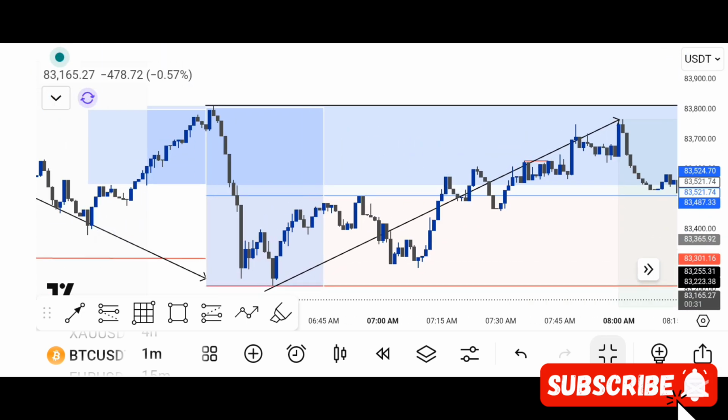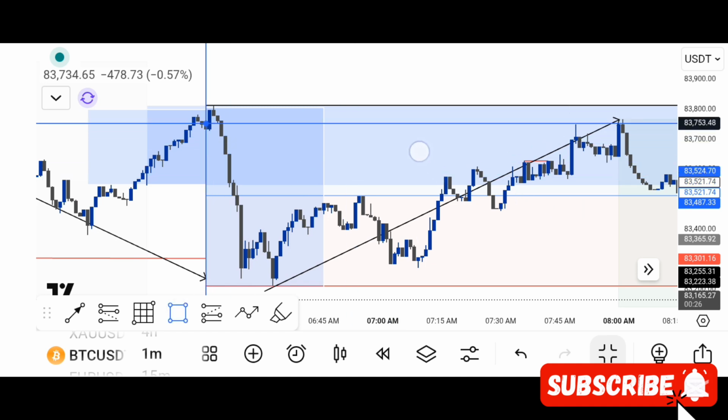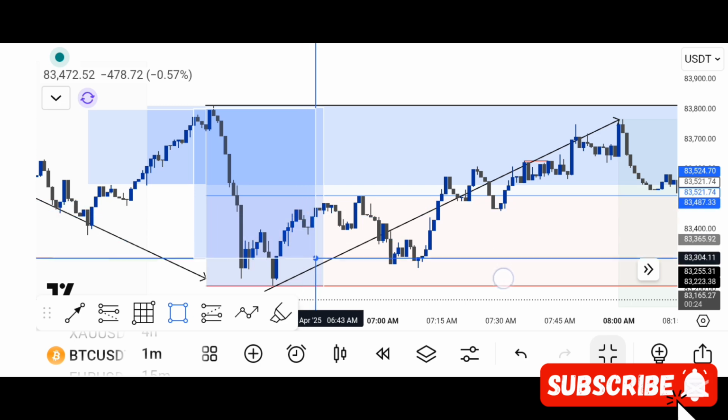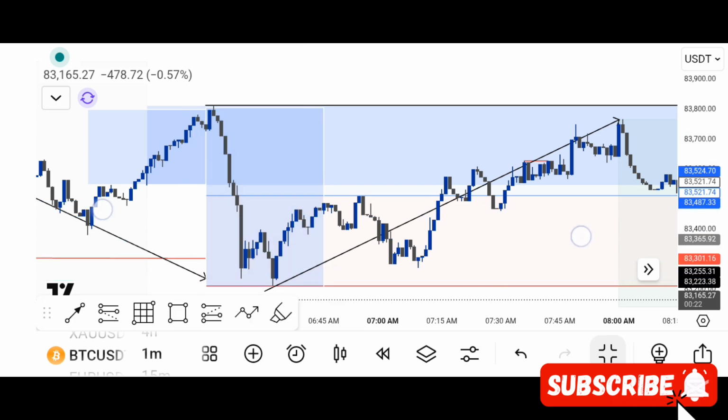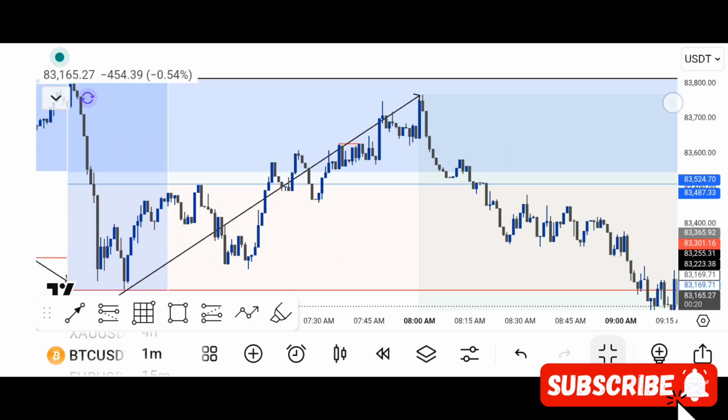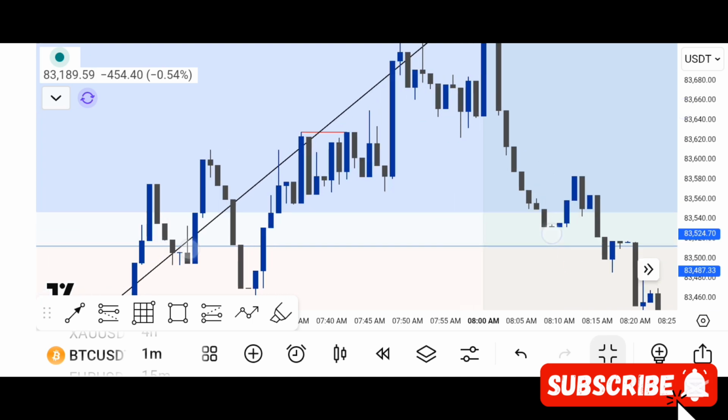So now dropping to the 1-minute time frame, what we can see is that there is no form of structural liquidity at this point. There is no structural liquidity here. No structural liquidity here. You get? So what I will do is that I will look for a fake TC. This is what I call the fake TC.